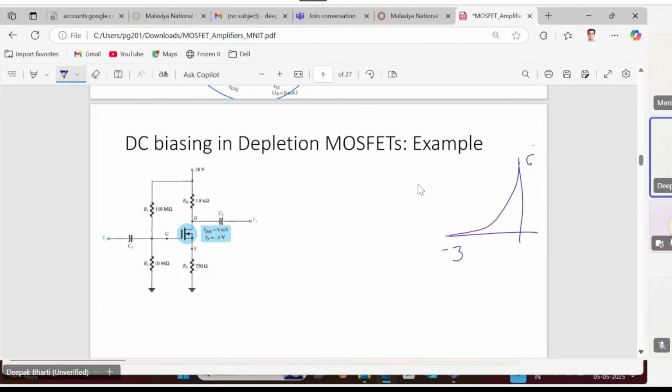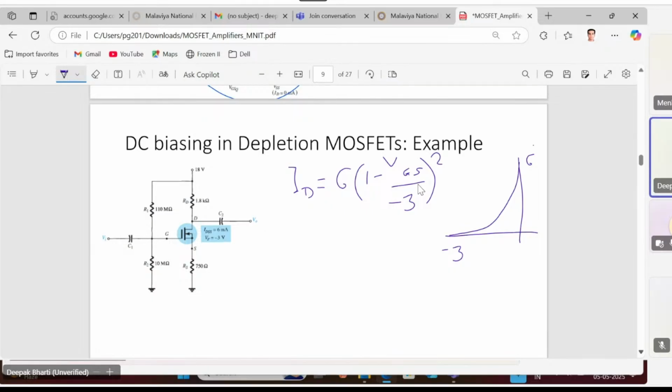We have to find out the VGS because since this is a depletion MOSFET, the drain current equation will be given by the Shockley's expression, which is ID equal to IDSS, and IDSS is 6, times 1 minus VGS by VP. Now VP, make sure that it has to be written with proper polarity. So ID is equal to 6 times 1 minus VGS by VP, whole square.